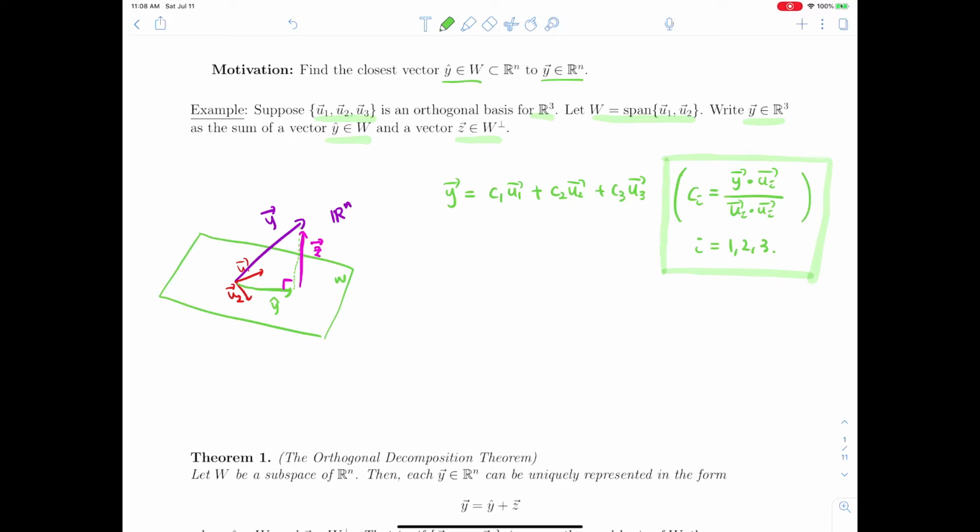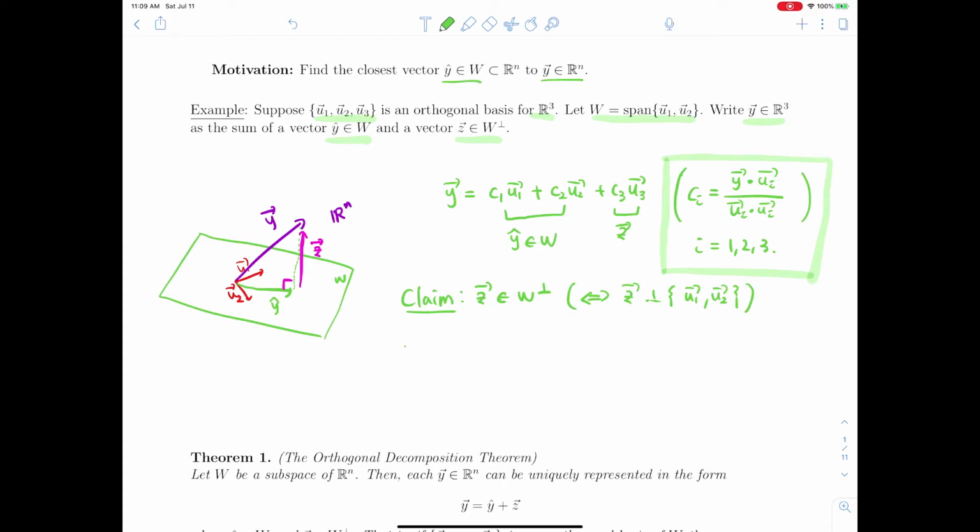Anyways, W is spanned by u1 and u2. So we can tell that this vector belongs to the set W. So you want to let this equal y hat as an element of W. And this vector looks perpendicular to W. So let's let this vector equal z. Then we will claim that z is in fact an element of W perp. Or in other words, z is indeed orthogonal to u1 and u2.